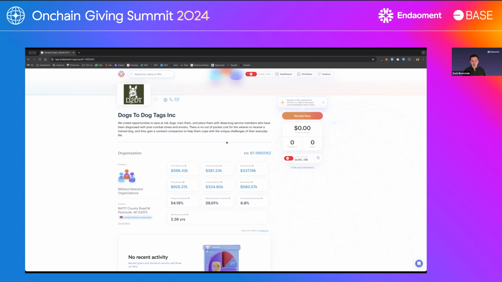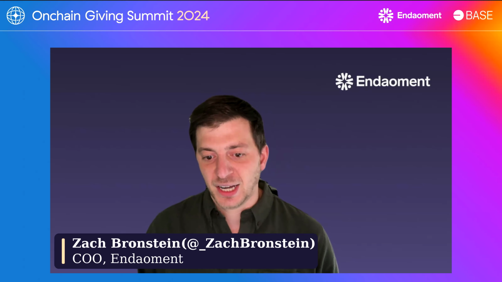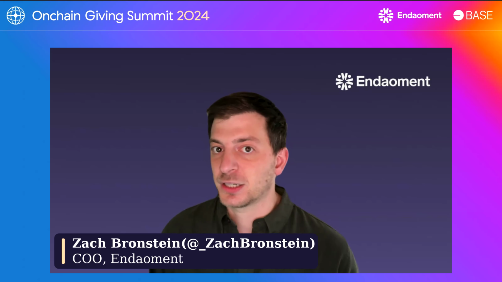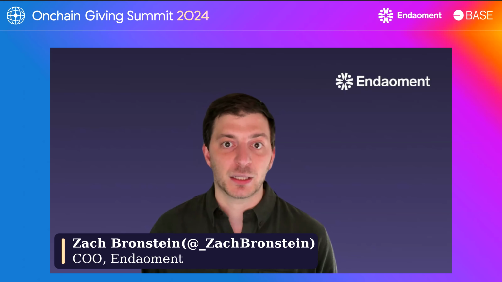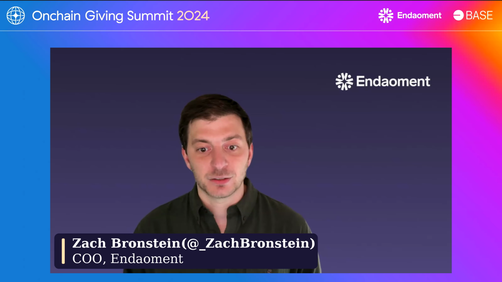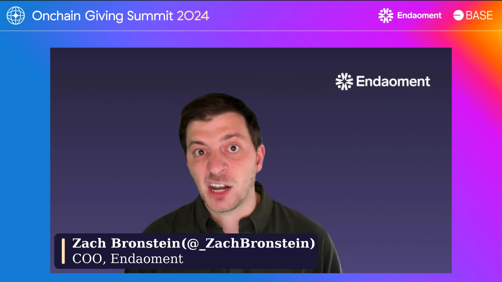Other information on this page, we pull in the organization's NTEE code, which is the code assigned by the IRS that classifies the organization according to their NTEE taxonomy. We also pull in the physical address of the organization with a nice little link to Google Maps. And then we bring in a bit of financial information based on the most recently filed 990 with GuideStar. As you can see here, this is the 990 from 2022 for Dogs to Dog Tags Incorporated. Just a number of hard metrics that are helpful for folks as they are evaluating the financial well-being of an organization. And we wanted to make that all really transparent and available for folks.